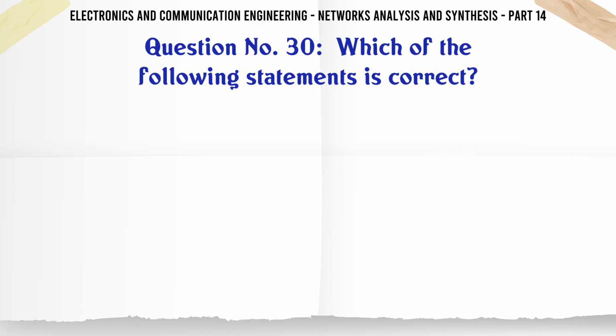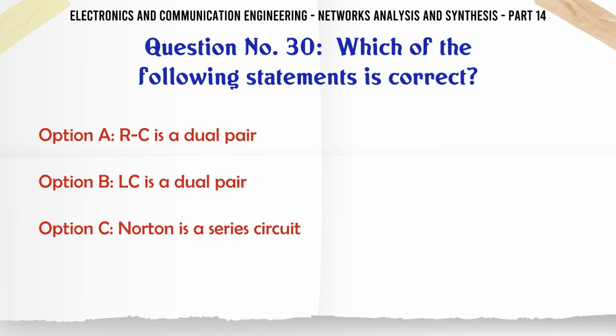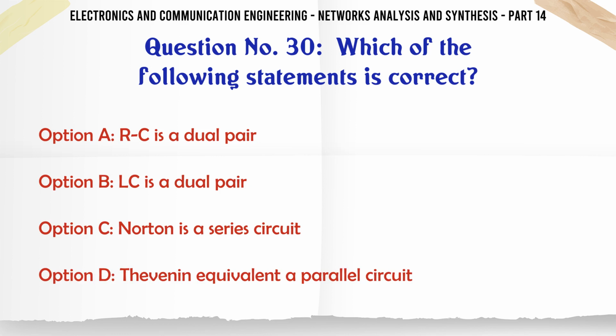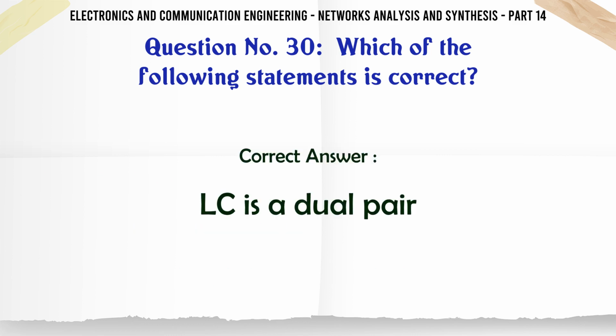Which of the following statements is correct? A, RC is a dual pair; B, LC is a dual pair; C, Norton is a series circuit; D, Thevenin equivalent is a parallel circuit. The correct answer is LC is a dual pair.